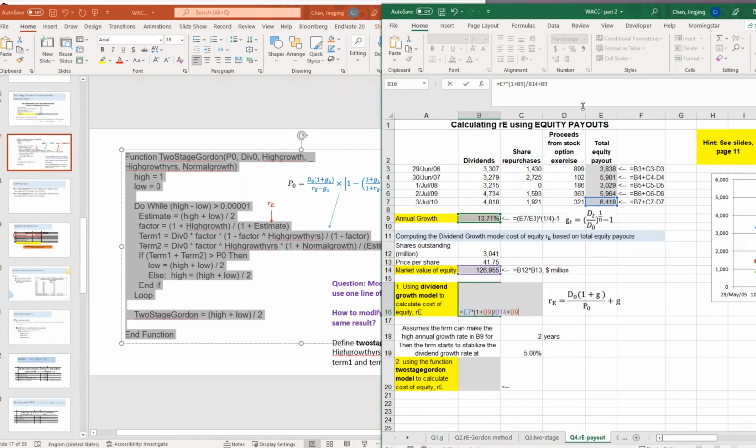Here, since we're using equity payout and all the numbers here are not per share dividend, not per share repurchases, so they are the total dividend, total repurchase. So the P here should not be per share price. It should be the total of the market value. So P0 here should be the market value, and D0 here should be total equity payout. And therefore, g here should not be the dividend growth rate. Instead, you should use the total equity payout growth rate.